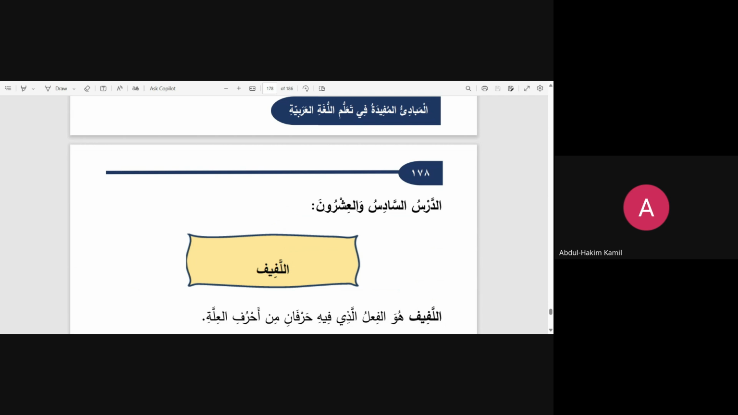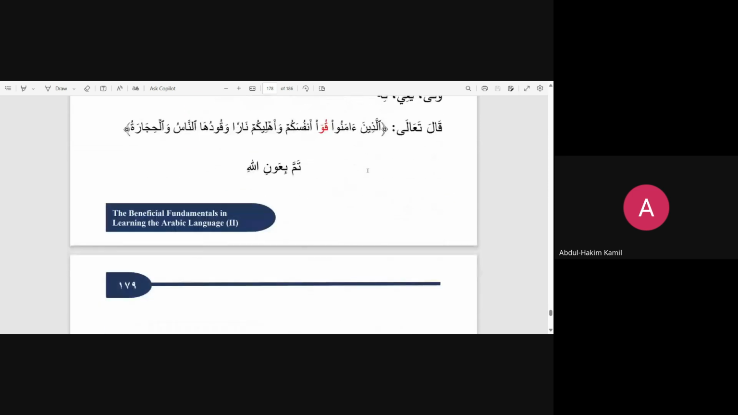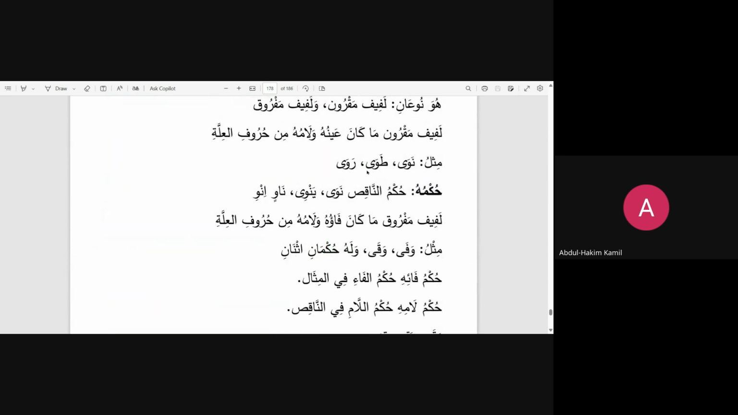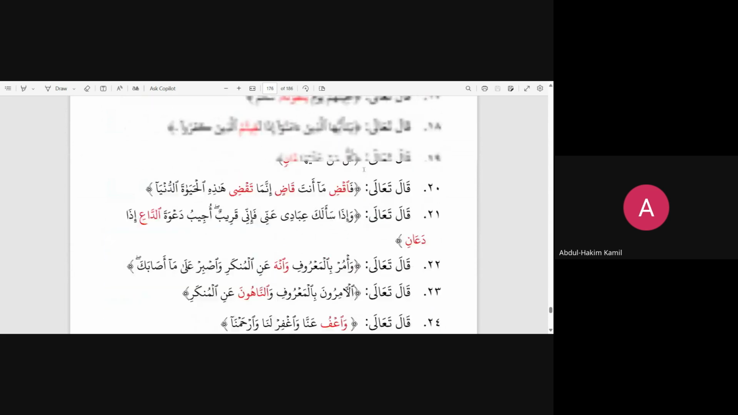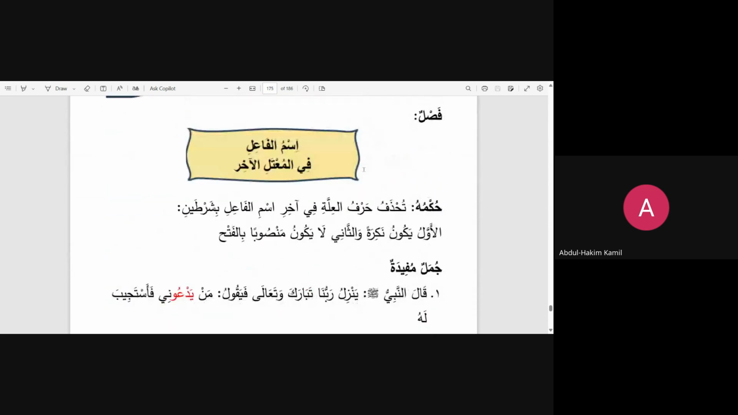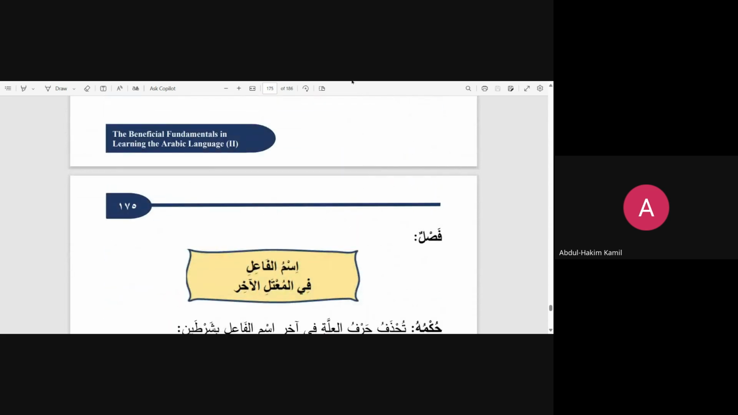If we finish the ism fa'il, we're finished. The last section, the examples are so little, you understand what I'm saying? So it's two kinds. We'll be finishing one day. So I think we'll finish on Thursday. Tomorrow's Wednesday. We'll finish tomorrow. Hopefully.